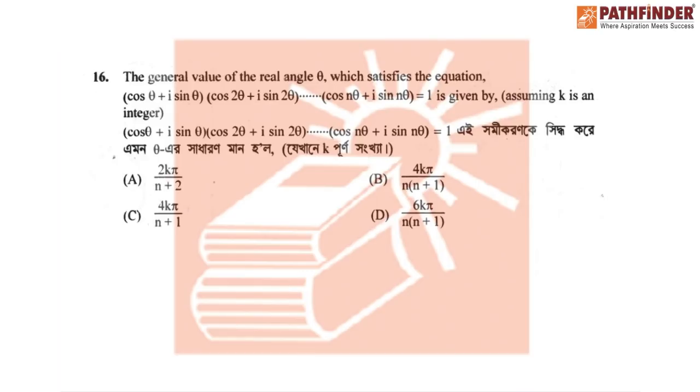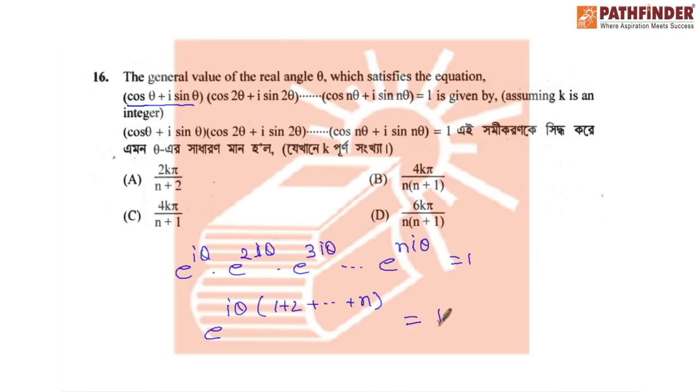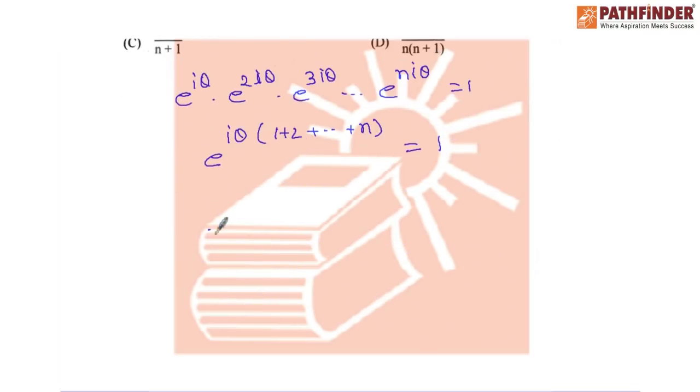Next is question number 16. Very easy question, looks difficult but very easy. This is e to the power i theta into e to the power 2i theta into e to the power 3i theta up to e to the power n i theta is equal to 1. So e to the power i theta times (1 plus 2 up to n) is equal to 1, or we will get e to the power i theta into n into (n plus 1) by 2, this is equal to 1, or 1 plus 0i.